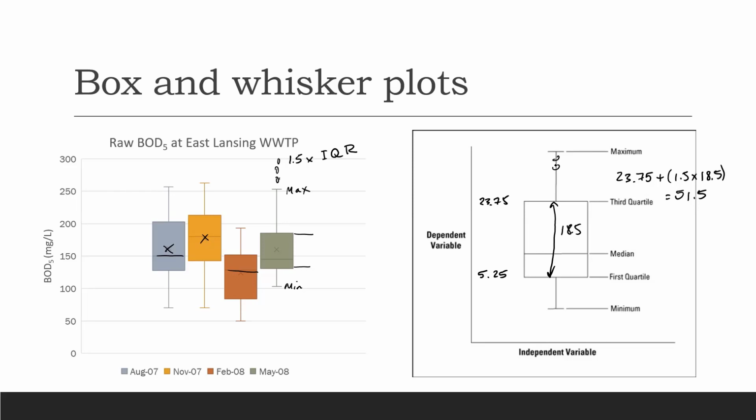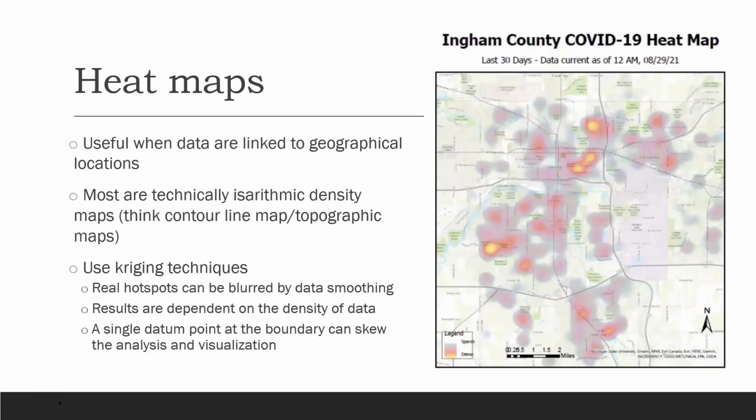We're going to do the same thing, but here we're going to take 5.25 minus 1.5 times 18.5, and that is equal to minus 22.5. So any value below negative 22.5 is considered an outlier by Excel. So when you look at the plot and you see these little dots, the open circles, that's how the outlier is determined. The last thing that we'll talk about are heat maps.